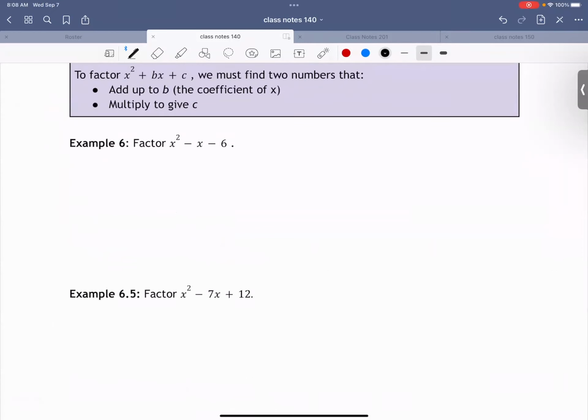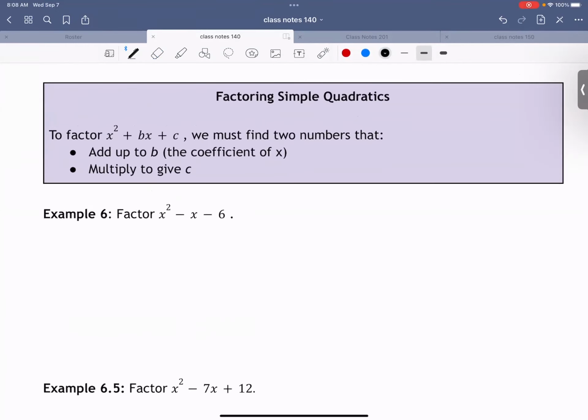Let me do example 6 real quick. Now, let's see. We've got a b and a c. What is b here? B is the middle number. Oh, Jolene. 1, but there's actually something else attached to it. I don't think I went over this very well, so let me just show you. We want to factor x squared plus bx plus c. B is the middle number, right? And c is the number that's not attached to x. B is the middle one, c is the last one.